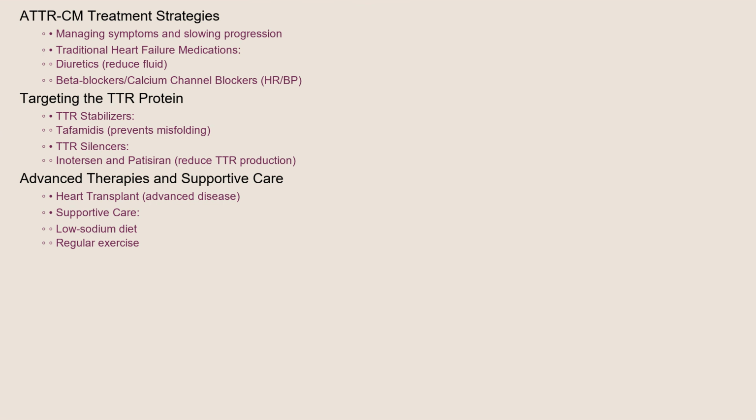TTR stabilizers such as tafamidis work by preventing the TTR protein from misfolding and forming amyloid fibrils. Inotersen and patisiran are TTR silencers that reduce the production of TTR protein in the liver. In some cases, a heart transplant may be considered for patients with advanced disease. Supportive care, including lifestyle modifications like a low-sodium diet and regular exercise, is also essential.